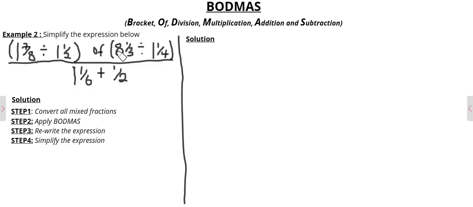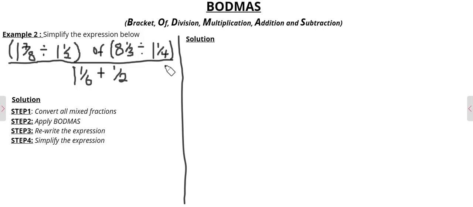Now there are two terms in this example that were absent in the previous example. For example, we have bracket, which was not in the previous example. We have off, which also was not in the previous example. So we're going to provide a solution to this very one now. The same method we use.